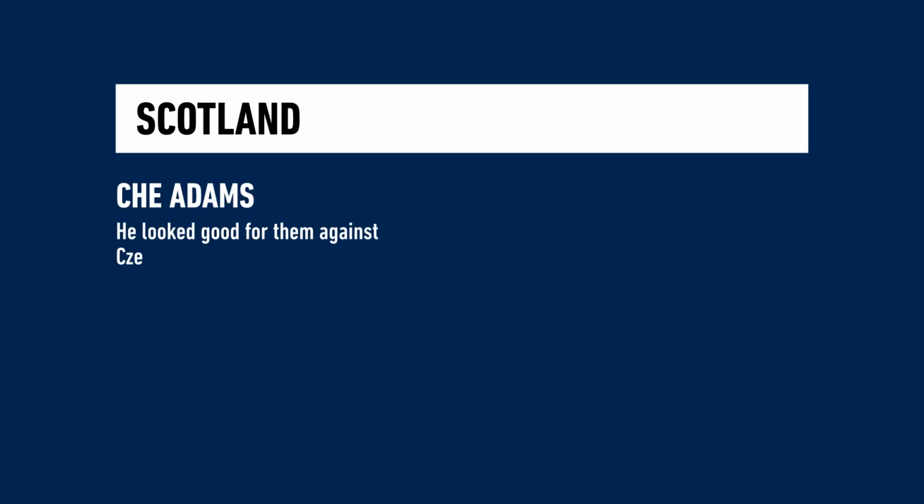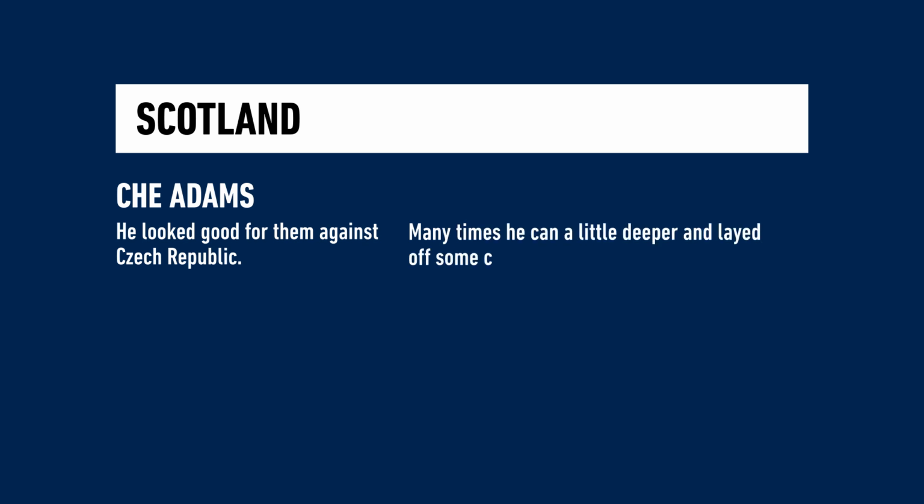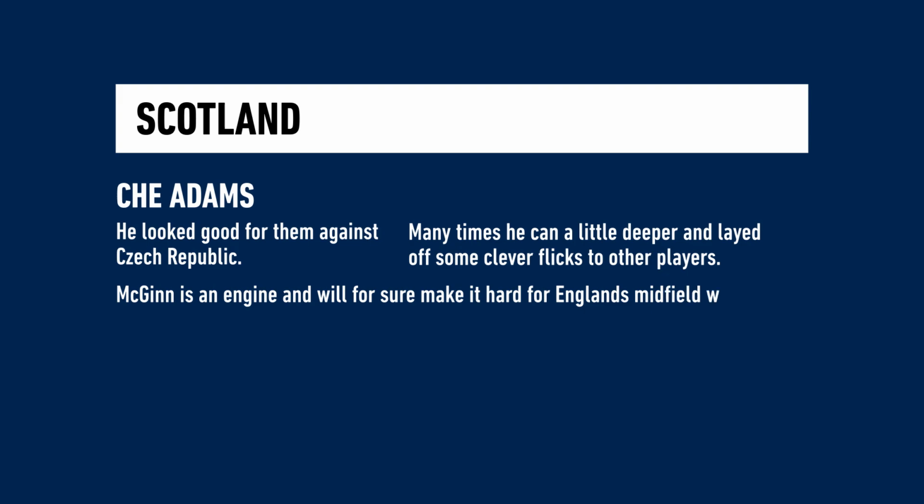He looked good for them against the Czech Republic. He wasn't able to get a shot away, but many times he came a little deeper and laid off some clever flicks to other players, which saw Scotland have an opportunity to create a chance. In the midfield, John McGinn is an engine and will for sure make it hard for England's midfield with his pressing and constant energy throughout the match.